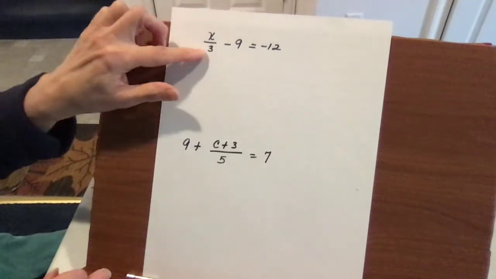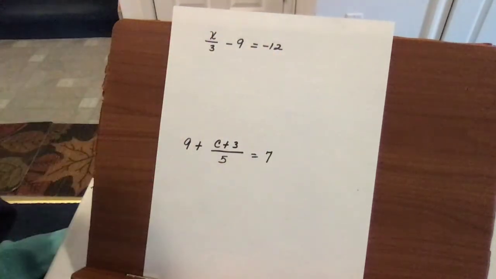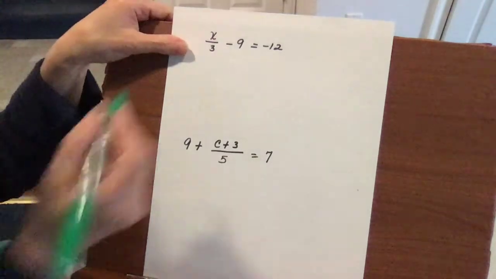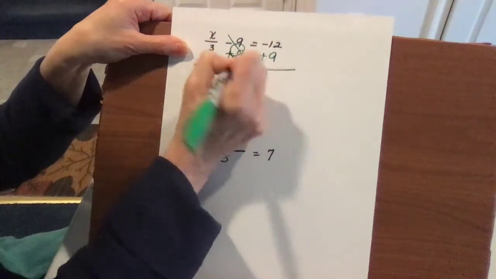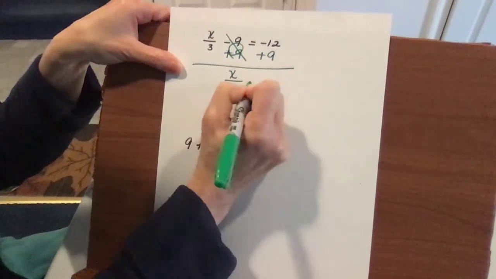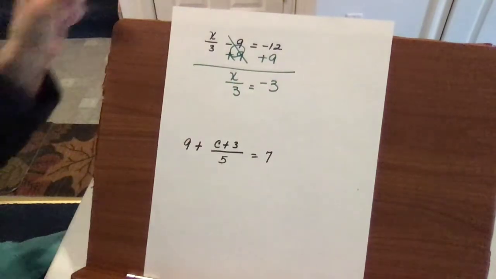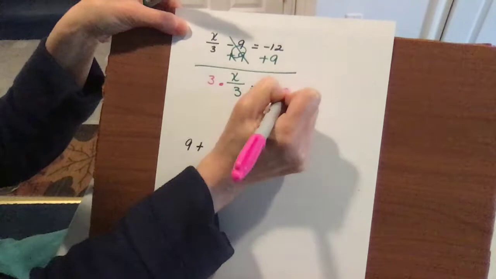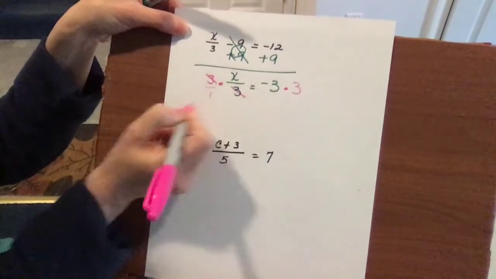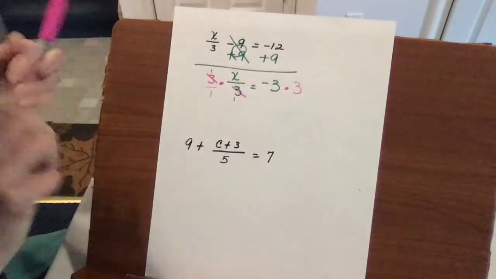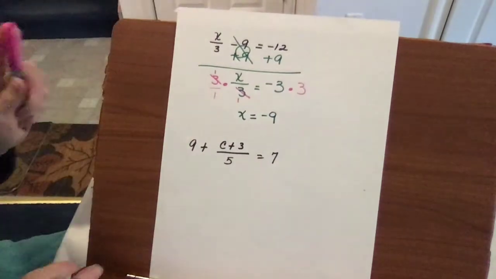Next we have x divided by 3 minus 9 equals negative 12. Again, we're going to add or subtract to each side first, reversing the order of operations. So we're going to bring that 9 over. We have x divided by 3 equals negative 12 plus 9 is negative 3. We're going to multiply by 3 on each side to get rid of the denominator, because that's really over 1. This will cancel with this. So x equals negative 9, and that's your answer.